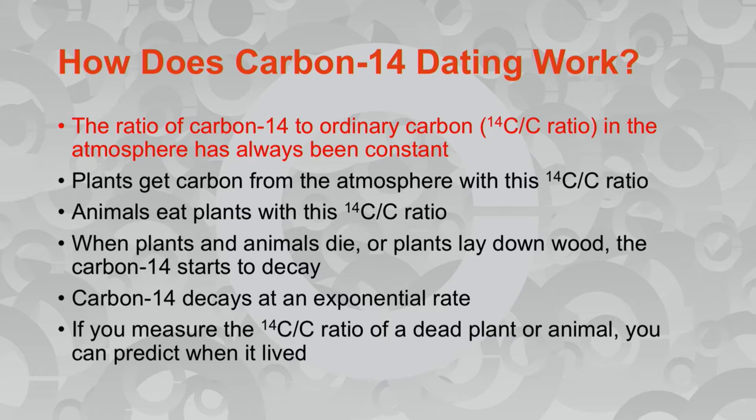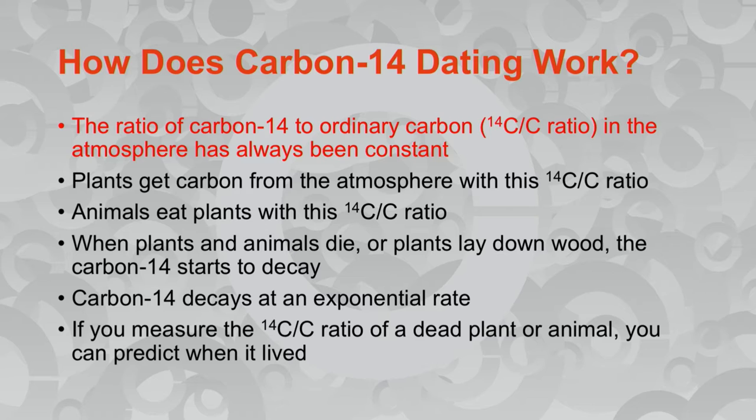Plants get carbon from the atmosphere with this carbon-14 to ordinary carbon ratio, and animals eat plants with this ratio, or other animals with this ratio, and so carbon-14 stays mixed in. But when an animal dies, or a plant lays down wood, the carbon-14 is no longer replaced and starts to decay. It decays at an exponential rate, and if you measure the carbon-14 to ordinary carbon ratio of a dead plant or animal, you can make a date out of it.